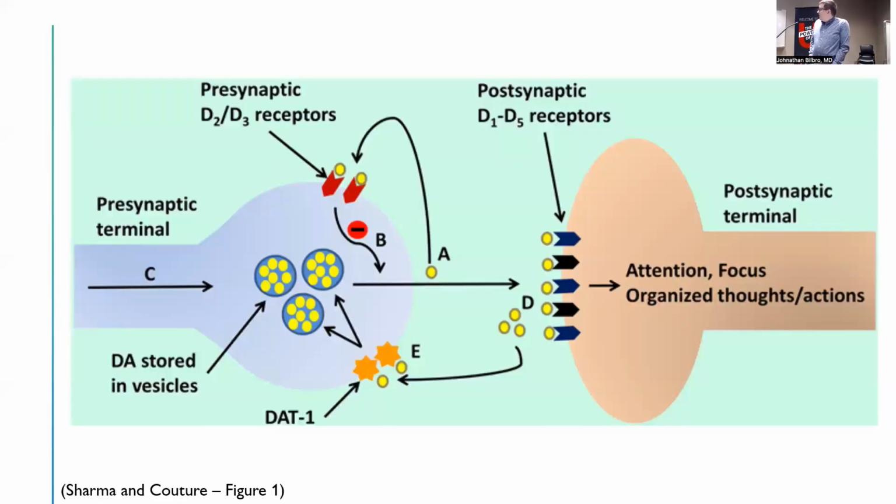And then there's also this theory of there being two different pools of dopamine and norepinephrine that are active in the brain. And so this figure includes a depiction of a dopaminergic synapse. So on the left here, you've got the presynaptic terminal. You can see the vesicles that have the dopamine, the yellow circles, stored. You can see the dopamine transporter down here at the bottom. And then at the top, there's these dopamine D2 and D3 autoreceptors. And on the right, you've got the postsynaptic terminal, you've got postsynaptic D1 through D5 receptors.